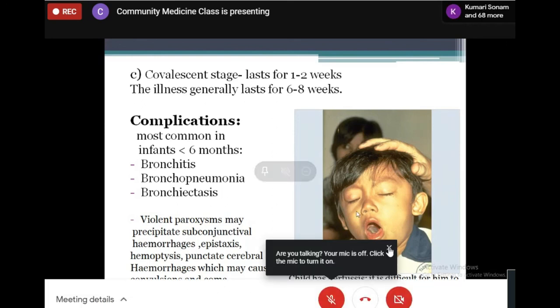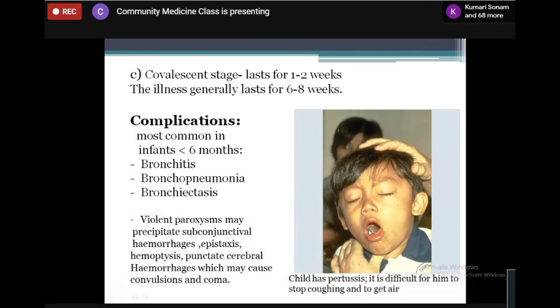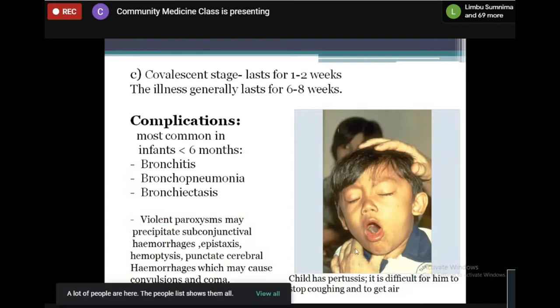Hemoptysis means cough stained with blood. And punctate cerebral hemorrhages may cause convulsions and coma. So it may affect the brain also, where a cerebral hemorrhage may occur and cause convulsions and coma. So that's why this disease is very lethal.